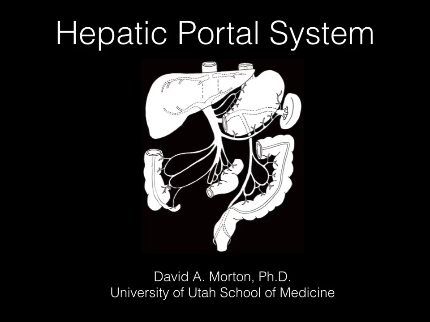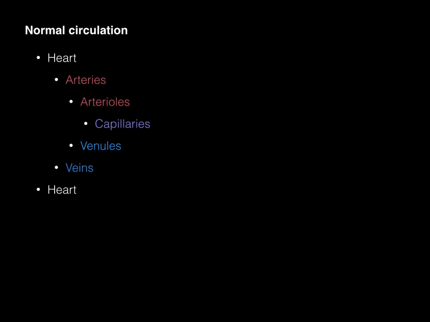Let's talk about the hepatic portal system. So to do that, we've got to discuss normal circulation. The heart is going to pump blood out into arteries, and those arteries then branch and give rise to arterioles, which then give rise to capillaries, where gas exchange and fluid exchange occur between the capillaries and the interstitium. Venules leave the capillaries, and those venules then become veins, and the veins go back into the heart, and the circulation begins again.